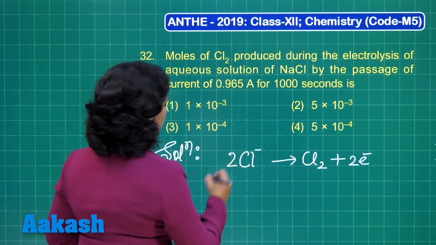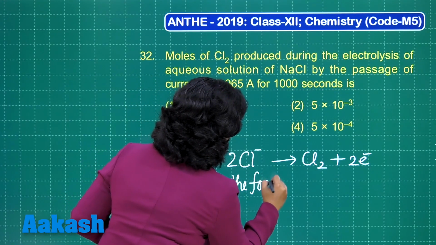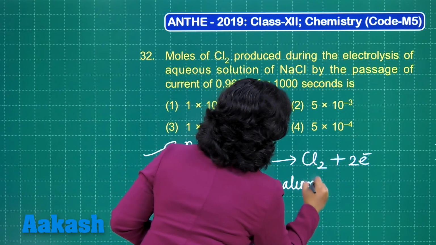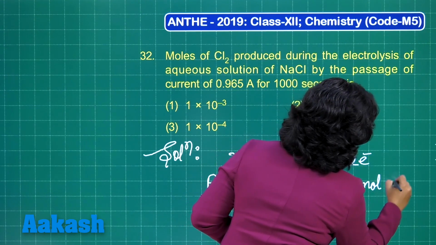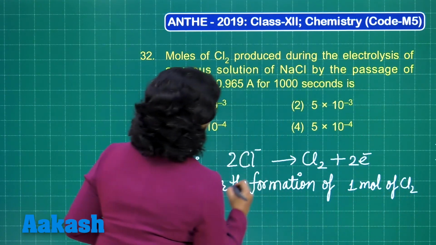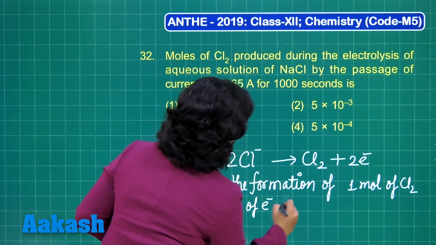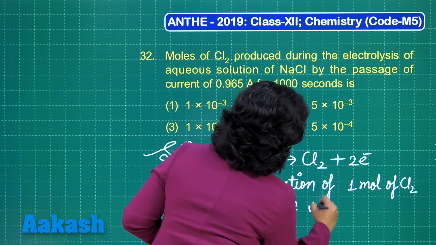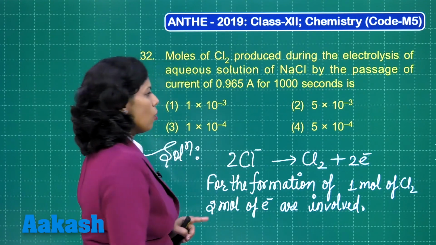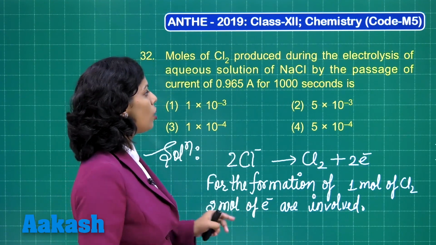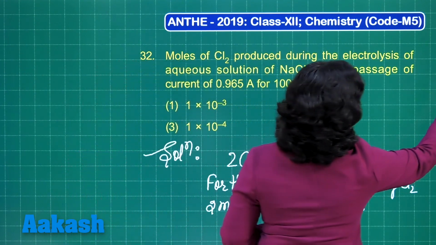So simply we can write for the formation of 1 mole of chlorine gas, 2 mole of electrons are involved in this particular process. Now, here we need to first of all find out the equivalents of chlorine. So, how do we calculate?